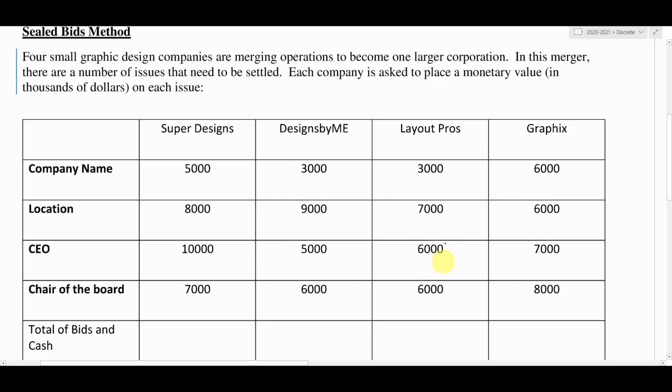So that's always step one, is just have them all bid. And remember, these are sealed, so the layout pros cannot see the bids that Super Designs submitted. Okay, so we're going to go ahead and start this off.